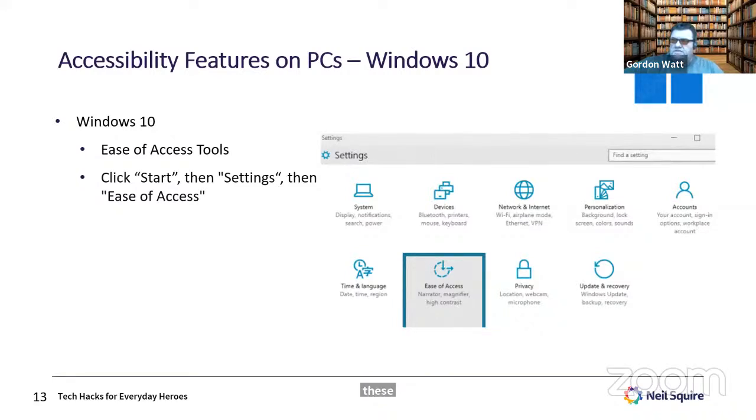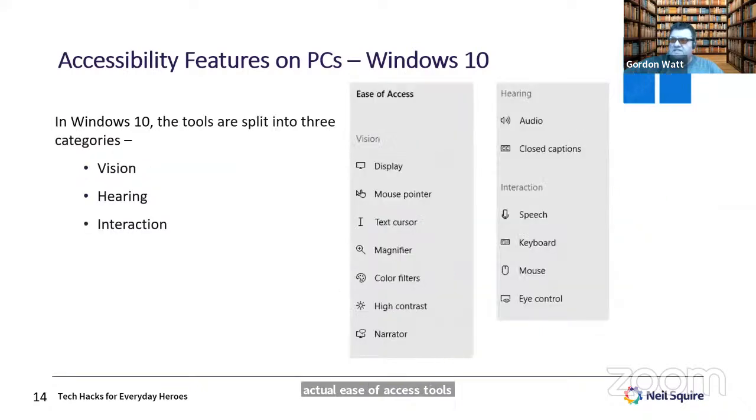Well, in Windows 10, we've got something called the ease of access tools under a section called settings. So down in the bottom left-hand corner of your screen, you normally have a little Windows flag that you can click on. It'll take you into a number of options, and one of them is settings. Then you can go into the actual ease of access tools there. In these tools, we've got them split up into vision, hearing, and interaction, and there's a little breakdown of the particular menus that are there.